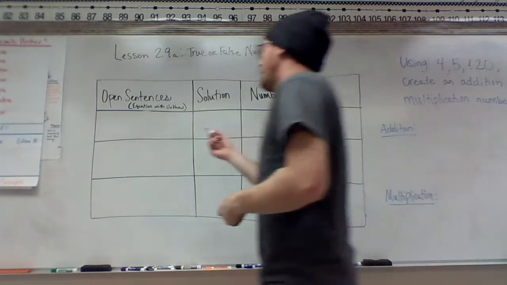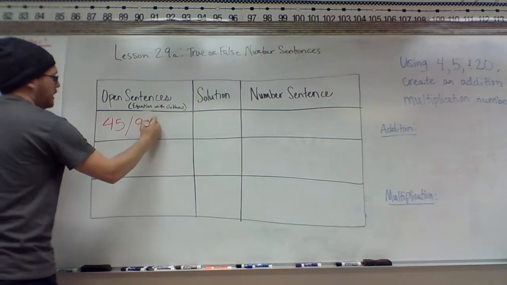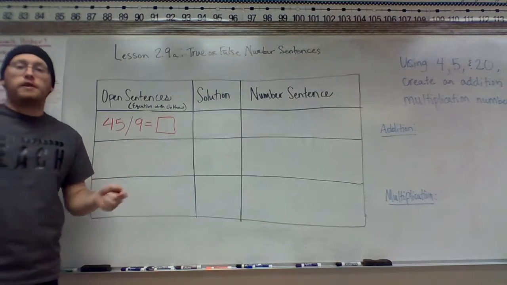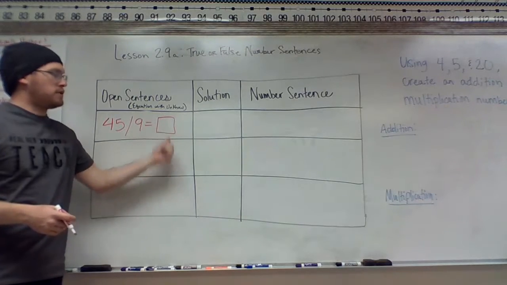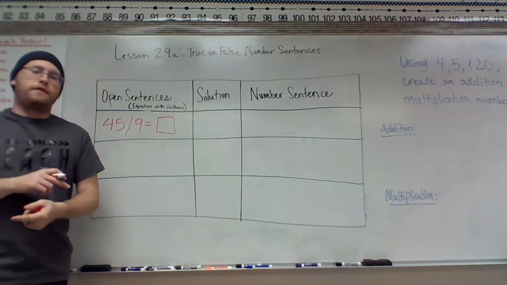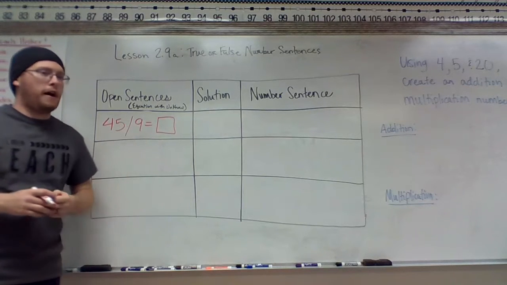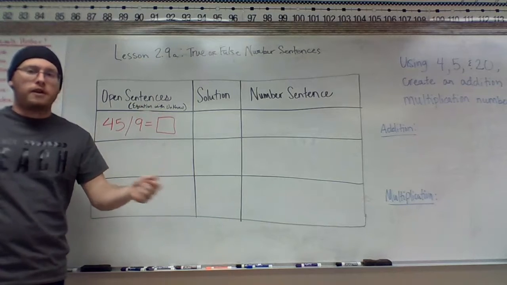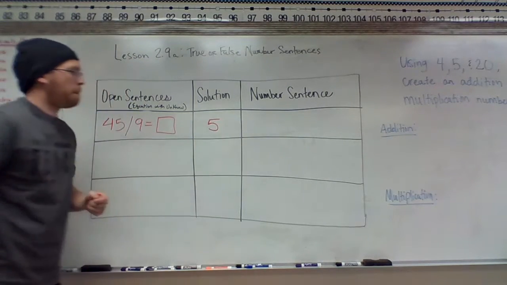All right, so the first one that we're going to talk about today is 45 divided by 9 equals something. I don't know what that is, but hopefully you can help me out. So with this right here, we have 45 divided by 9 equals something. Well, I need to work backwards if I don't know division. So, something times 9 equals 45. Okay, well if I know my 9's tables, I know that 9 times 5 equals 45. So, in my solutions, I'm going to put a 5.